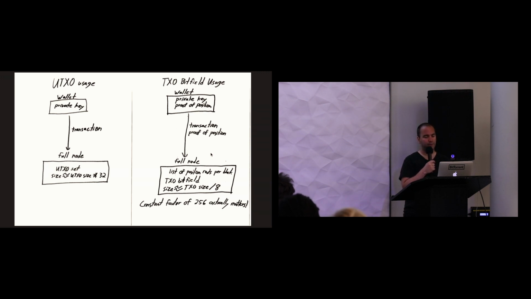And it also is very small. The size of the TXO bit field, if you just implement it as a bit field, is equal to the TXO size divided by 8. So you see this is divided by 8, and this is times 32. So that's a constant factor of 256. Now, computer science people don't generally care that much about constant factors, but a constant factor of 256 actually really does make a very big difference in the real world.